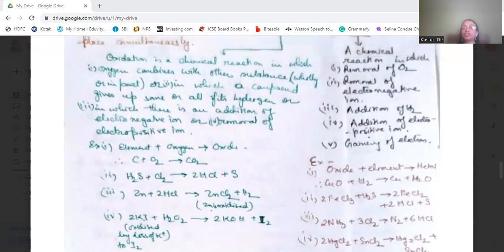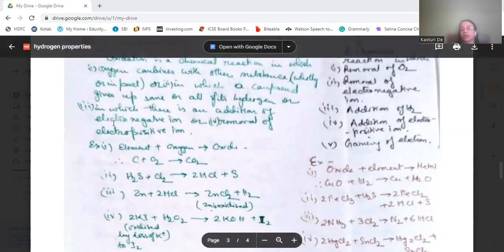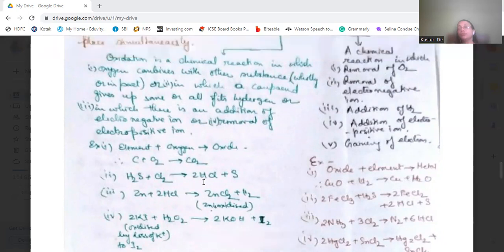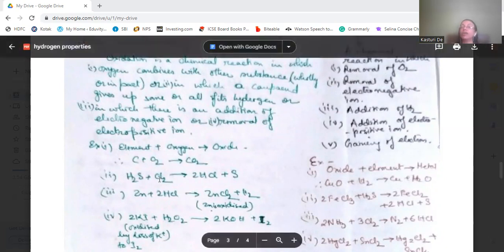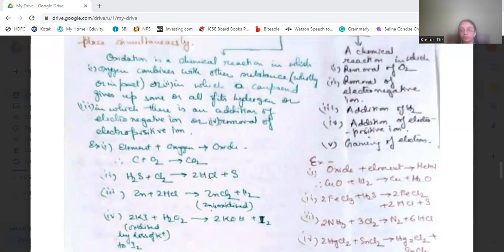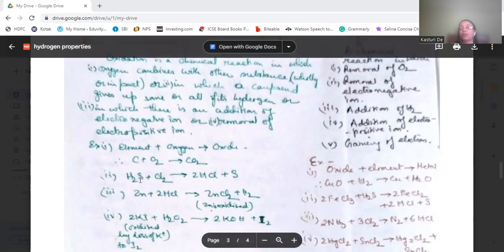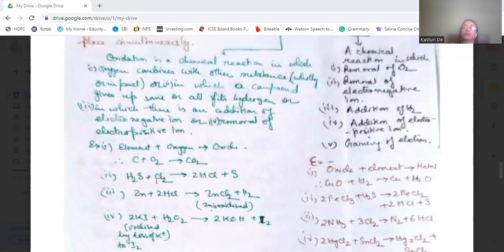Or you can say H2S plus chlorine. Second, that is when hydrogen is removed, then it is oxidized. So hydrogen sulfide is being oxidized to sulfur and chlorine itself gets reduced. So this is a redox reaction taking place. See, one compound is being oxidized, another substance is being reduced. Okay.